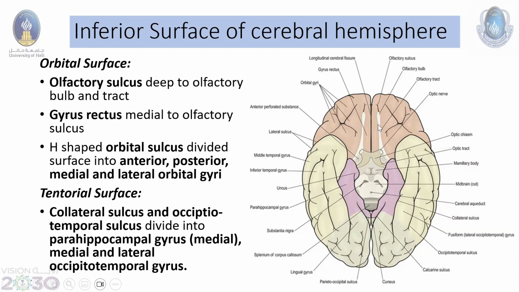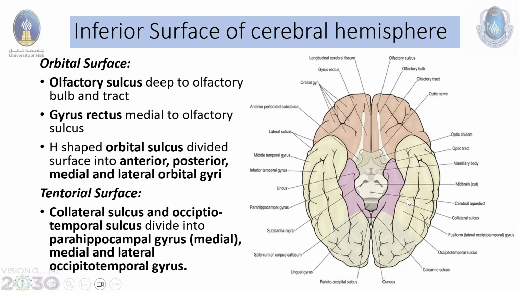Lateral to the olfactory sulcus, there is one H-shaped orbital sulcus. This is called the orbital sulcus, which is H-shaped, and it divides the whole remaining part of the orbital surface into anterior, posterior, medial, and lateral orbital gyri. Because this is the orbital surface in the inferior surface, they are called orbital gyri. So these are some of the important areas on the orbital surface.